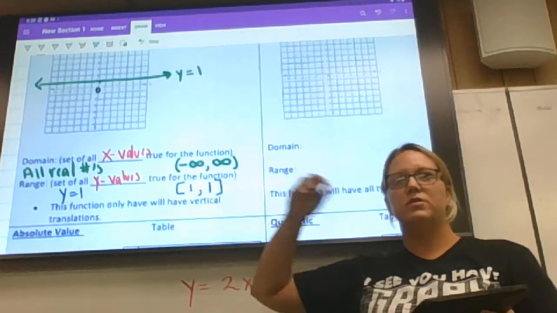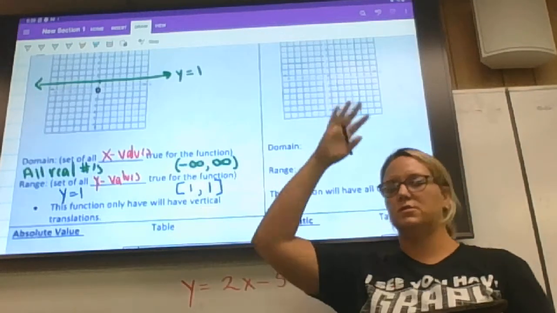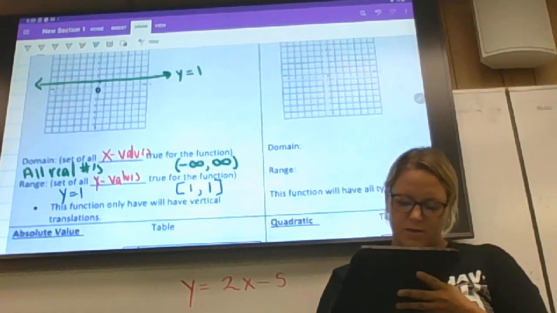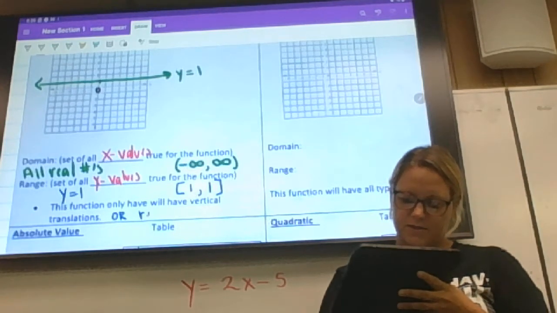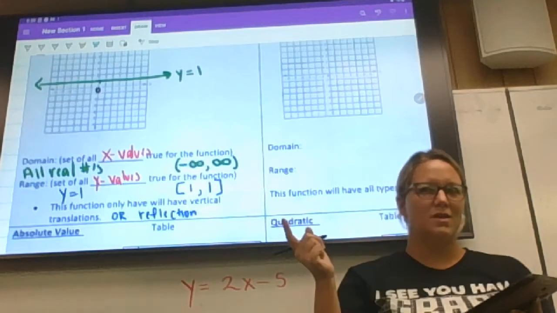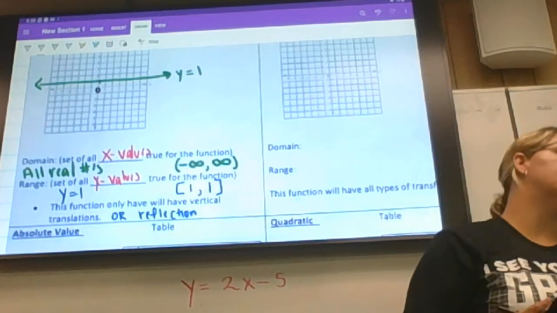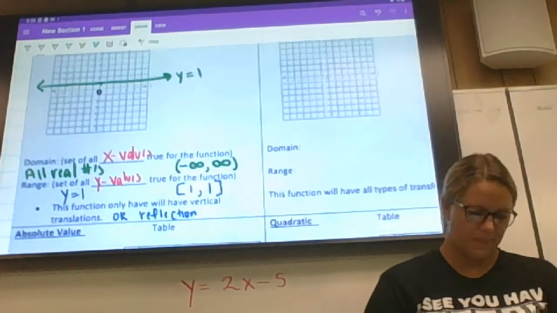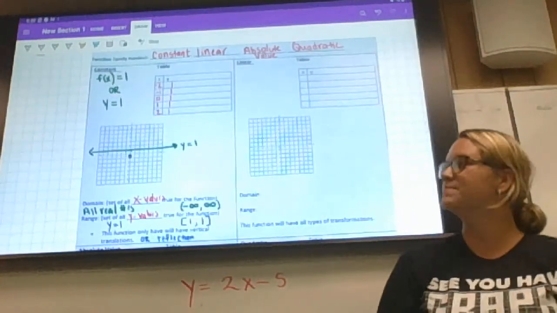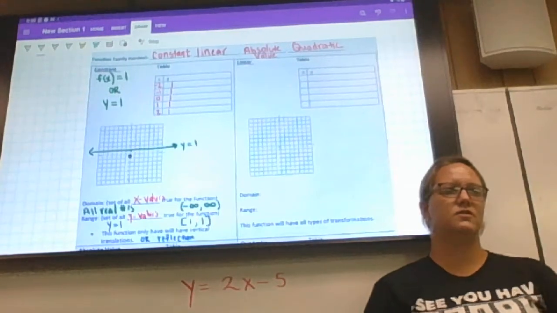This function only moves up and down. So you'll only have vertical translations, just like geometry. In the equation, you might see a negative sign, so you might be able to say there's a reflection, but visually it won't look like it. It'll just look like a vertical slide. So that's our first box, totally filled out. Any questions on the constant function, horizontal line?